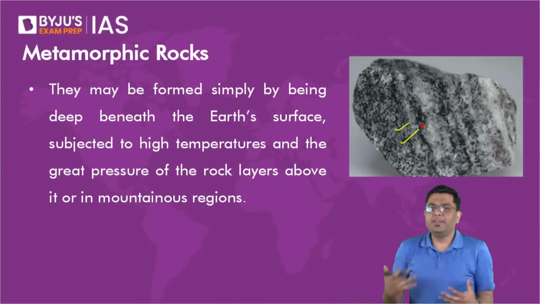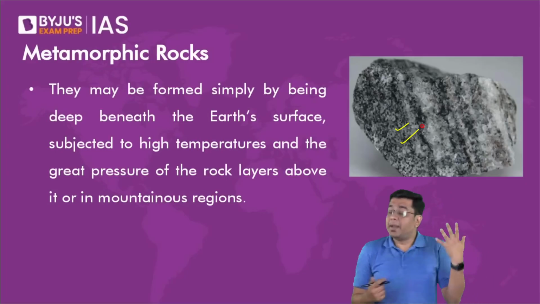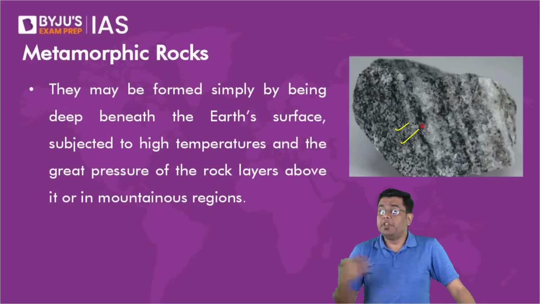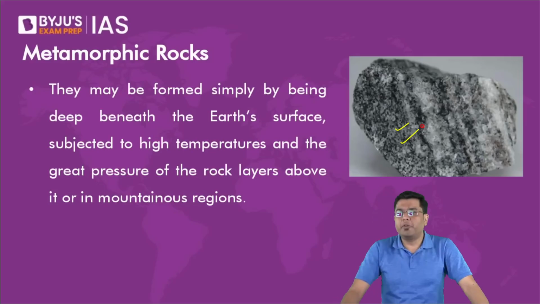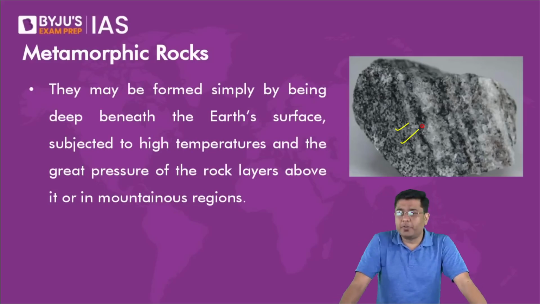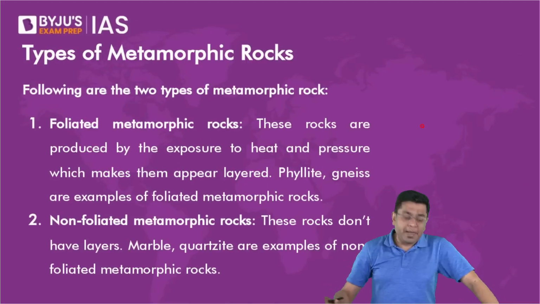In either of the cases, that rock changes its nature, its characteristic. Sometimes it will appear in a banded, layered structure, which is referred to as a foliated metamorphic rock, and sometimes it will appear very uniform like an igneous rock, which is non-foliated, right? So that is your metamorphic rock.